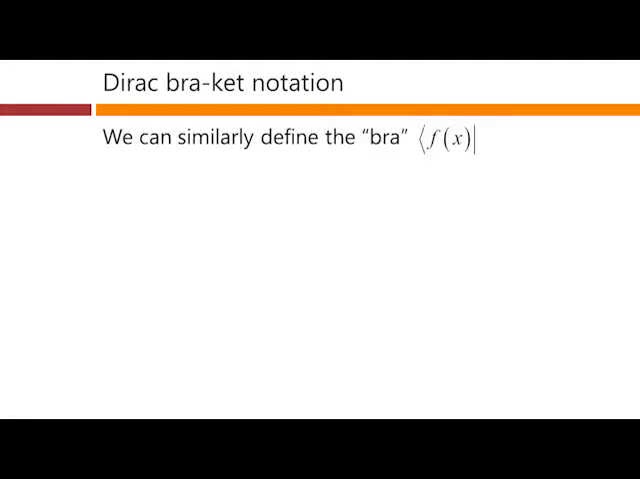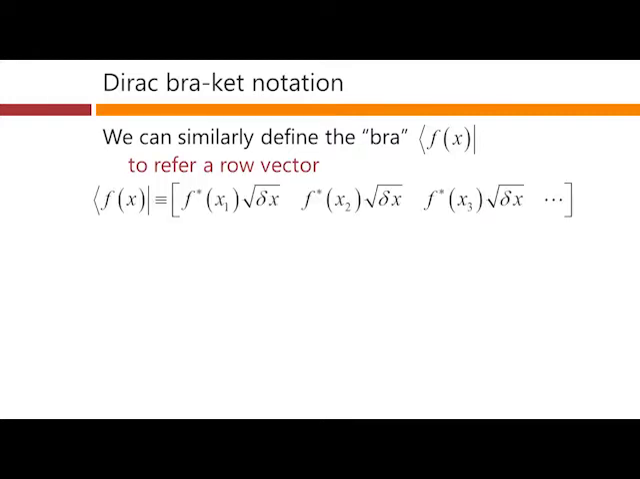We can similarly define the bra version of the same function, and this refers to a row vector. So instead of a column, a row. And so therefore this bra version would represent the same function. We've still got our delta x's in here in the square roots, and we've got the f of x1, but note that we have the complex conjugates in here. And again, we mean the limit of this as delta x goes to 0.